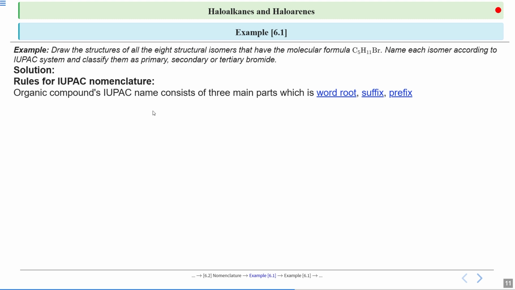So an organic compound's IUPAC name consists of three main parts, which are word root, suffix and prefix. Okay, so you have to consider that whatever organic compound you have, its IUPAC name will contain three main parts. First of all is the word root, then the suffix you have to add, and then the prefix you have to add.